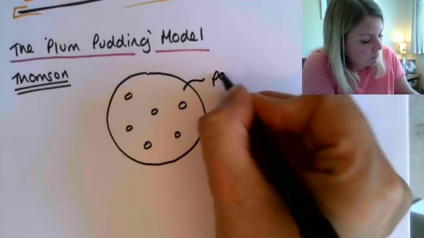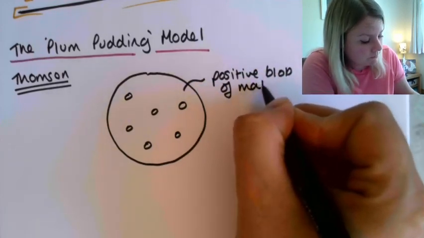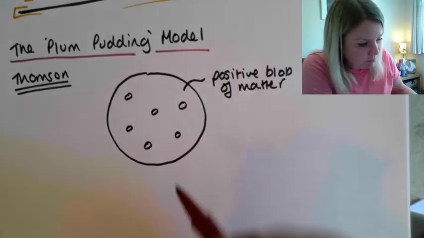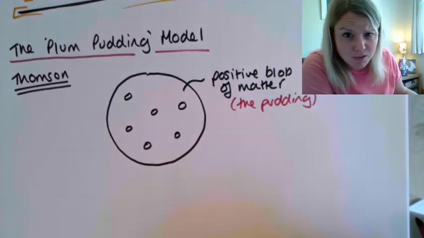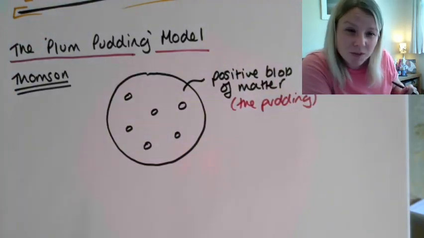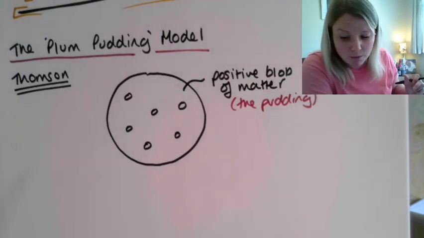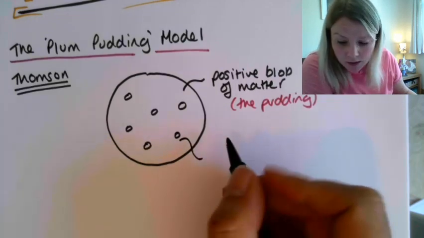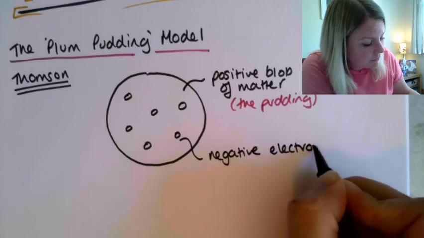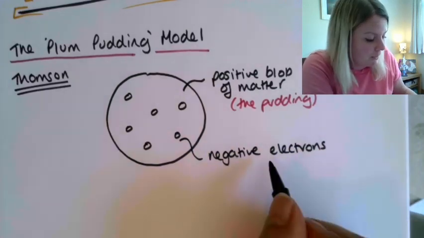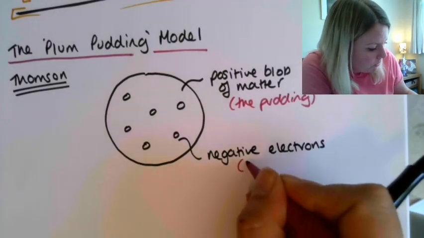So this would be the positive blob of matter, and that's the pudding bit of the plum pudding. Now, plum pudding is not something I'm familiar with, but another way of describing it is like a currant bun, a wee bun that has all the wee currants in amongst it. And then these little bits here are the negative electrons. Do you notice the detail that I would be putting in whenever I'm labeling? I'm not just labeling it as electrons, I'm saying what the charge is while I'm doing that. And they are the plums of the plum pudding.